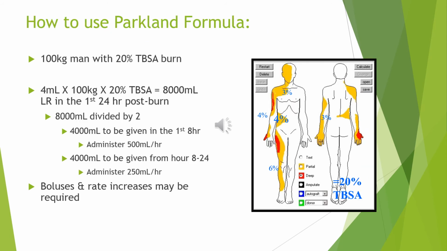To use the Parkland formula, I'm going to give you an example. Remember, our formula is 4 milliliters per kilogram per percent total body surface area for 24 hours of fluid needs. So if we have a 100 kilogram man with a 20% total body surface area burn, we take 100 kilograms times 4 milliliters times 20, the 20% body surface area, and that comes to 8,000 milliliters of lactated Ringer that we're going to give in the first 24 hours post-burn.